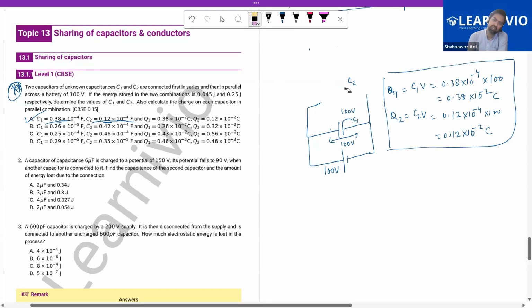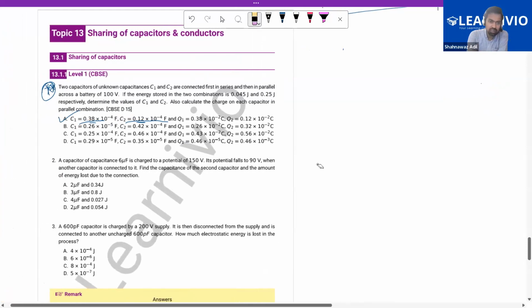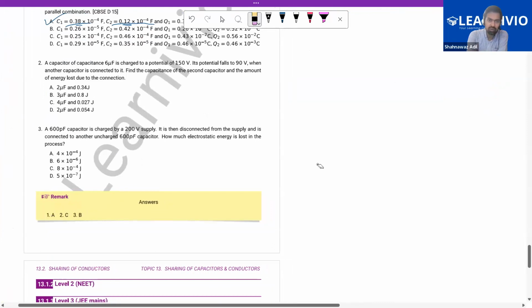Let us do the next question. This was not a sharing of capacitors question, but this was important. So the next question is: a capacitor of capacitance 6 microfarad is charged to a potential of 150 volt, and then its potential falls to 90 volt when another capacitor is connected to it. Find the capacitance of the second capacitor and the amount of energy lost due to the connection.